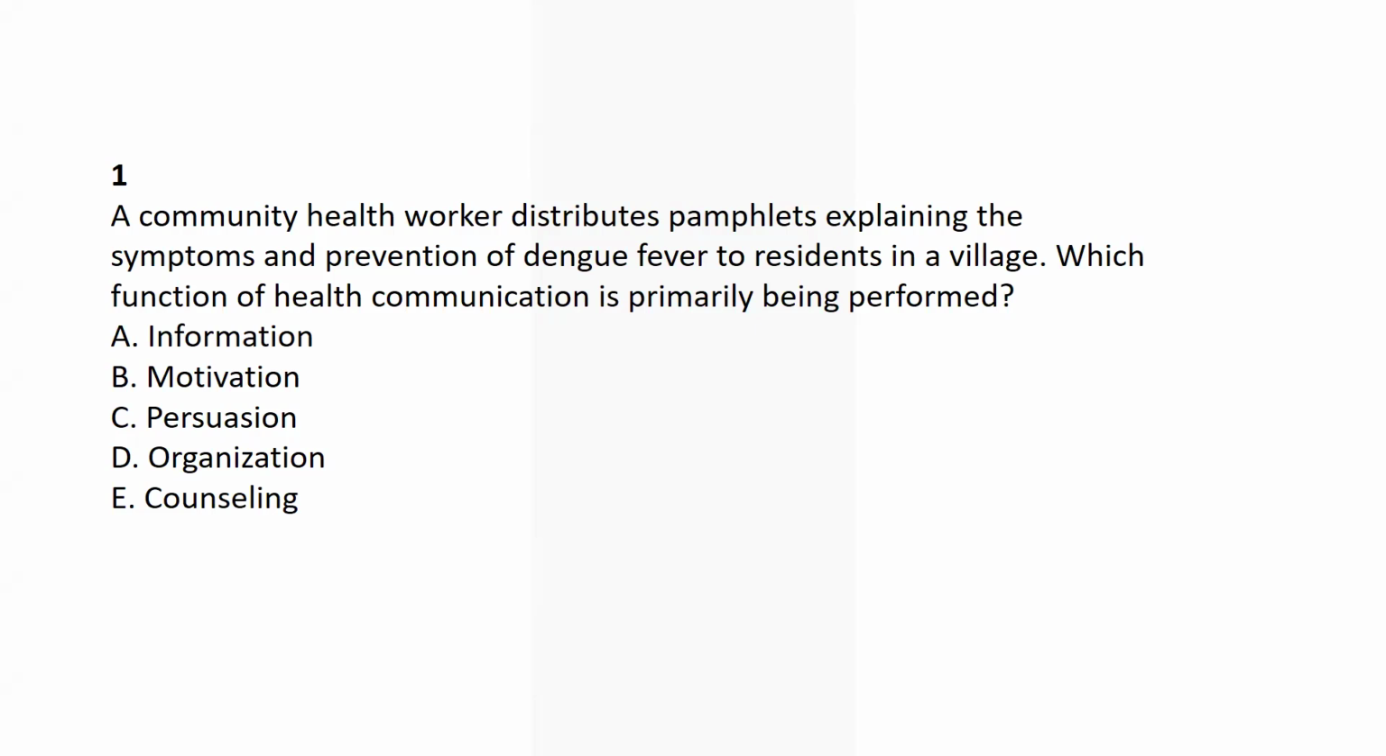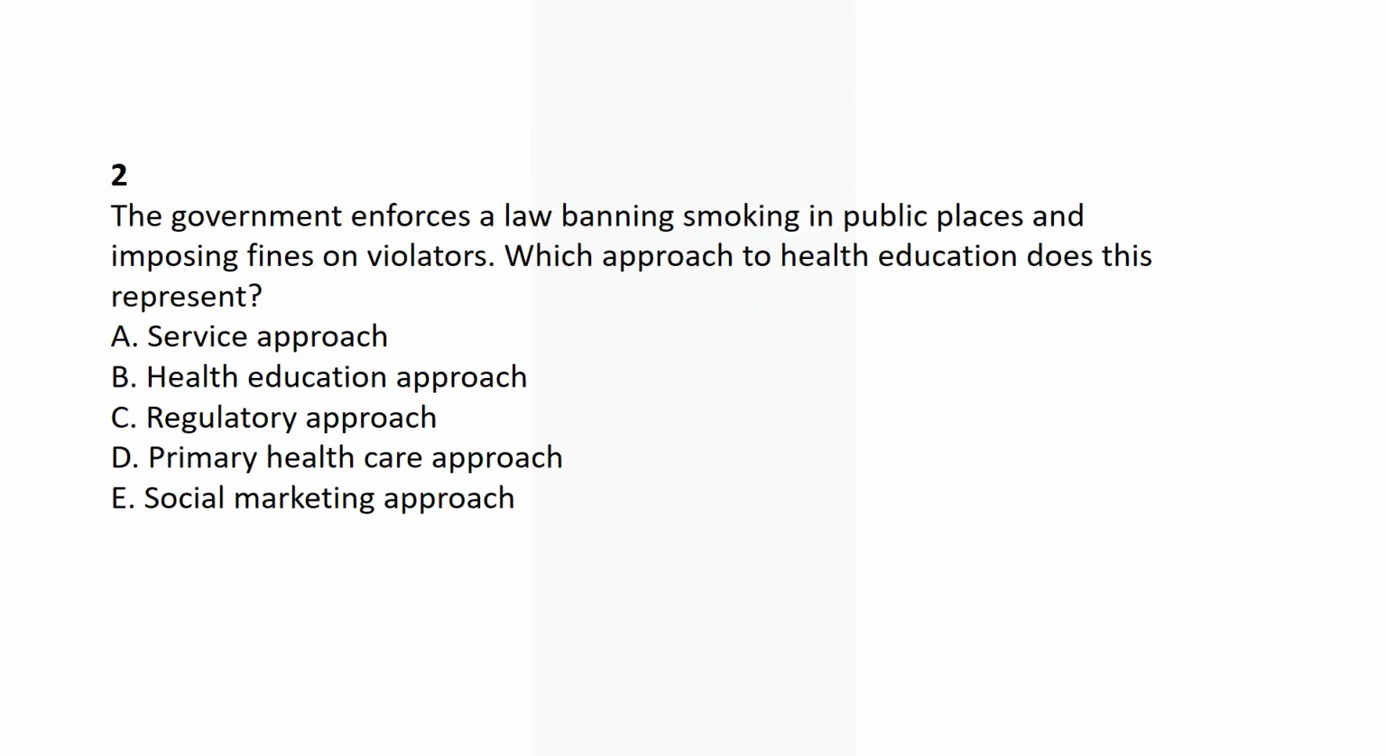Yes, A, information. Question number 2: a government enforces a law banning smoking in public places and imposing fines on violators. Which approach to health education does this represent? Option A, service approach. B, health education approach. C, regulatory approach. D, primary healthcare approach. And E, social marketing approach. C, yes, C, regulatory approach.